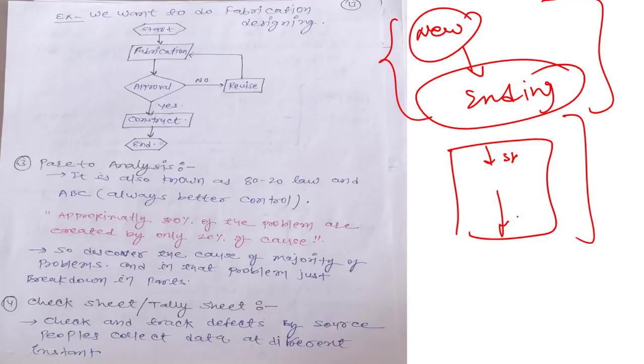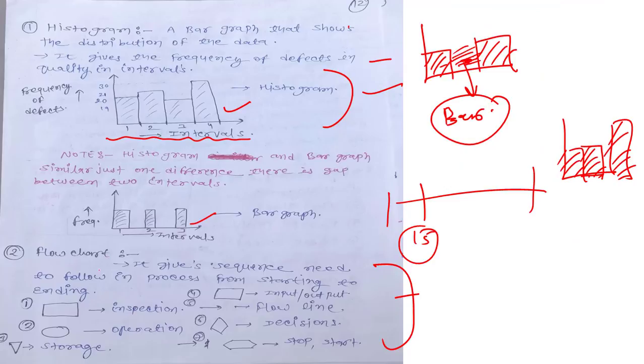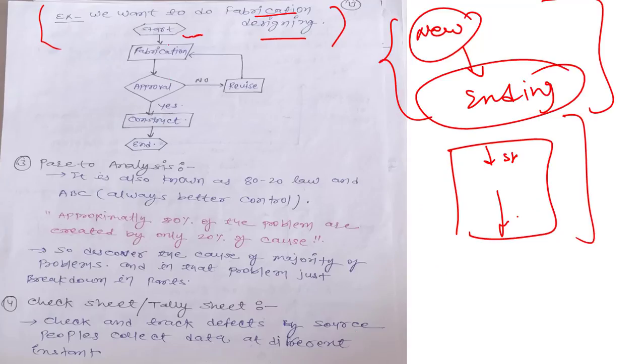So for example, I am taking one example. We want to do fabrication designing, some fabrication of the product. For example, this is the starting event, and these are particular signs you use for inspection, operation, this type of diamond sign, and the start and stop sign. So just see, we are starting from here and this is our ending process.